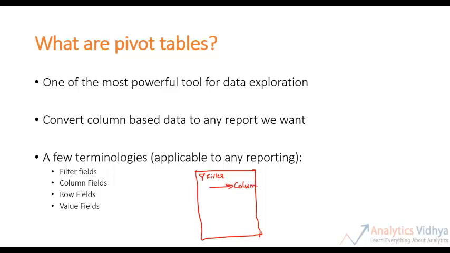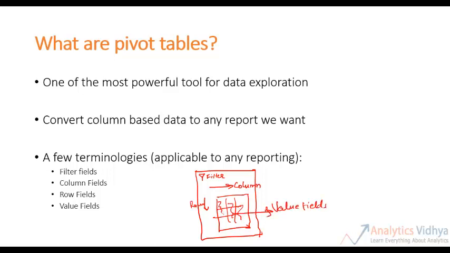Column fields are the fields which are laid out in column, whereas row fields are fields which are laid out in rows. And the value fields are fields which are arranged or reported as per this column and row. So they essentially fill out the entire space. So all of this is value fields.